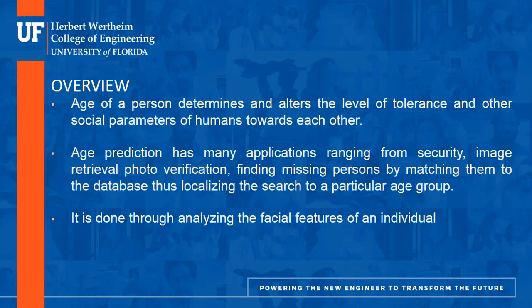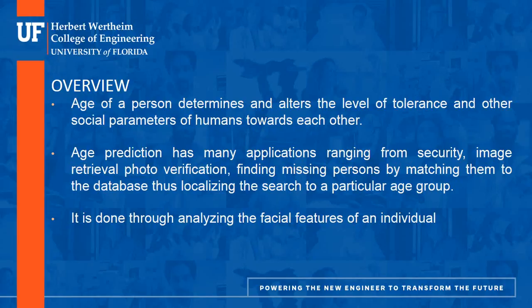And also, age prediction has many applications ranging from security, image retrieval, photo verification, which is the photo verification in an individual's passport, and also for finding a missing person by matching their photograph with the one available in the missing person database, thus localizing the manpower search to a particular age group rather than a vast spectrum.